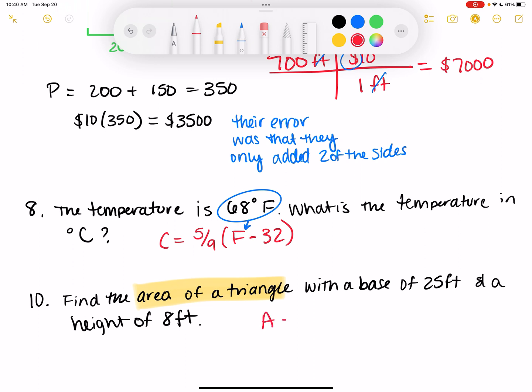Area of a triangle is 1/2 base times height. So in this case, all we would do is plug in this 25 for the base and 8 for the height, and that's how we would solve that if we were going to solve it. But it just wanted the formula.